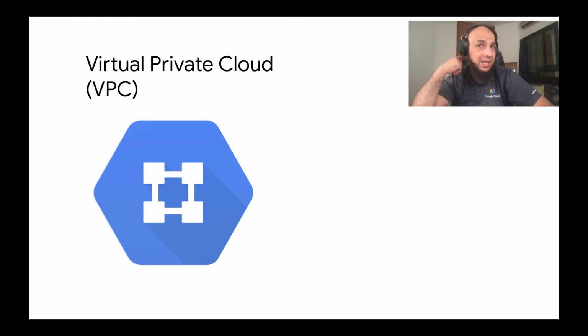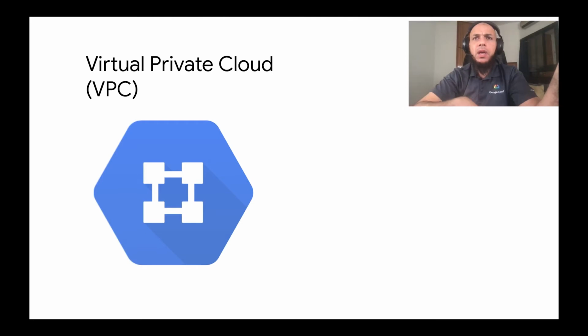VPC is the network abstraction, which is a software-defined abstraction of a network that is similar to what a network on premises, but it's completely different here because it's software defined. So one of the features of the VPC, or the virtual private cloud, the network abstraction in GCP, is that it's a global resource. So I can create one network that spans across the globe that will include all the regions of Google Cloud.